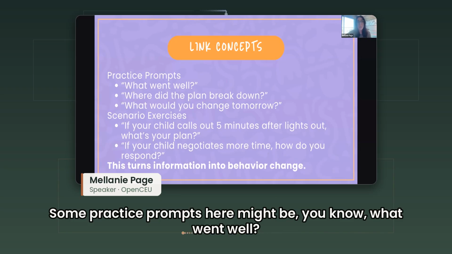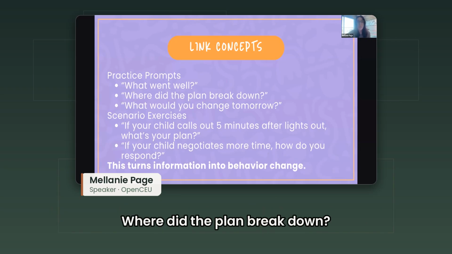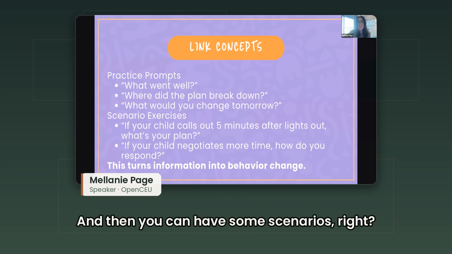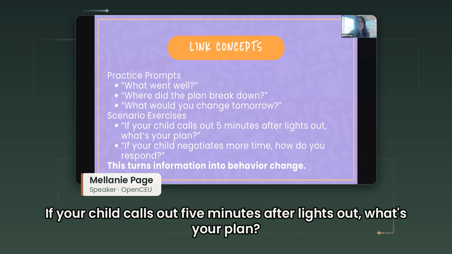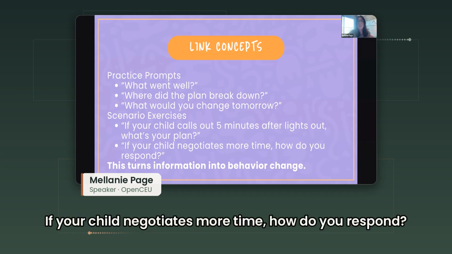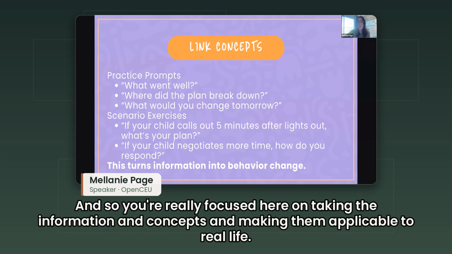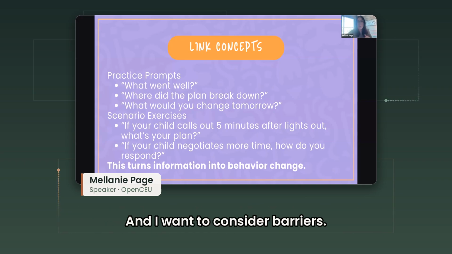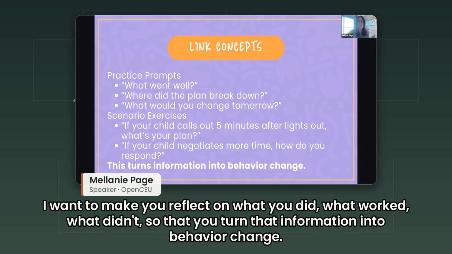Some practice prompts here might be, what went well? Where did the plan break down? What could you change tomorrow? So people, again, are thinking about their own implementation without you having to directly guide them. And then you can have some scenarios, right? If your child calls out 5 minutes after lights out, what's your plan? If your child negotiates more time, how do you respond? And so you're really focused here on taking the information and concepts and making them applicable to real life. So I want to describe the real life that you're going to experience when you go try this thing. And I want to consider barriers. I want to make you reflect on what you did, what worked, what didn't, so that you turn that information into behavior change.